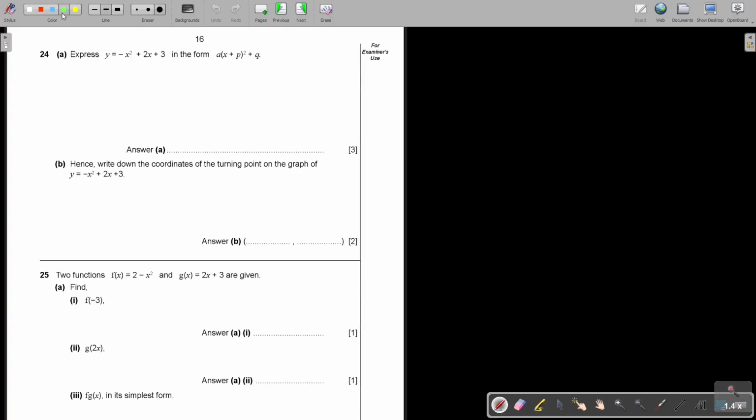Where will I find it in the y equals mx plus c mathematics textbook? I will find it at expressing ax squared plus bx plus c in that form, a(x + p) squared plus q, and that will be on page 249 plus page 250, and you can look there at example 19 plus example 20.